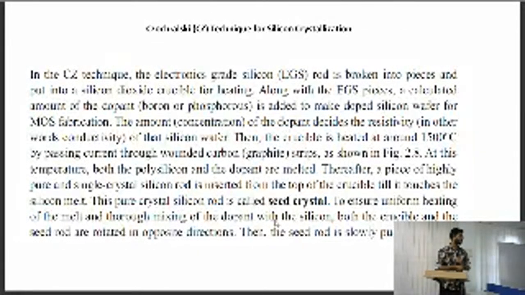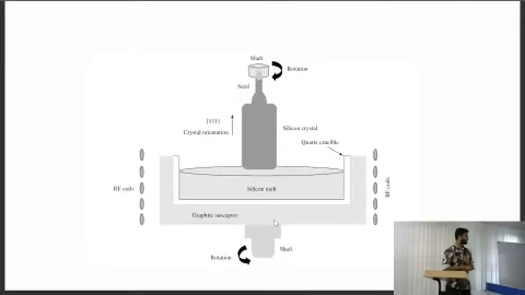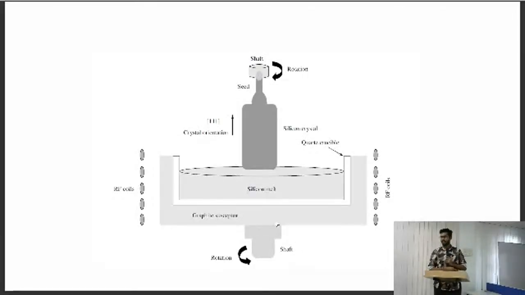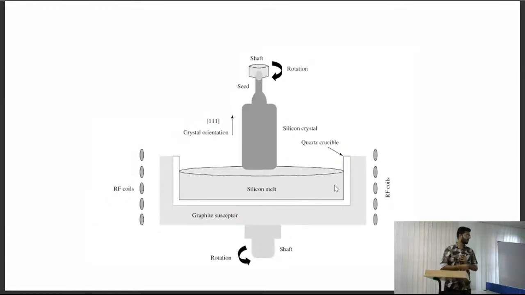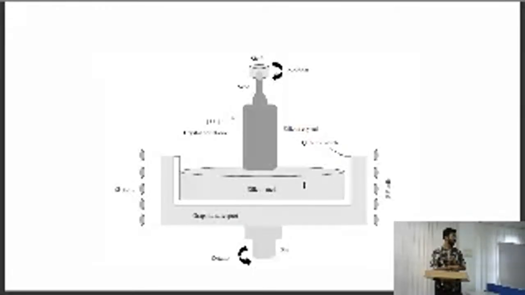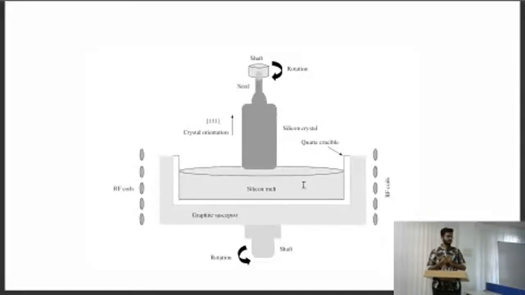You can see in the diagram this is the RF coil. RF is radio frequency. We give a radio frequency to the coils. These are copper coils, and this is a machine output diagram. It rotates on its axis. That's a shaft, and we cut the highly purified EGS silicon into thin pieces and put it into the crucible. This is a silicon melt, heated to 1500 degrees Celsius. Once it reaches 1500 degrees Celsius, it's in a melted state.